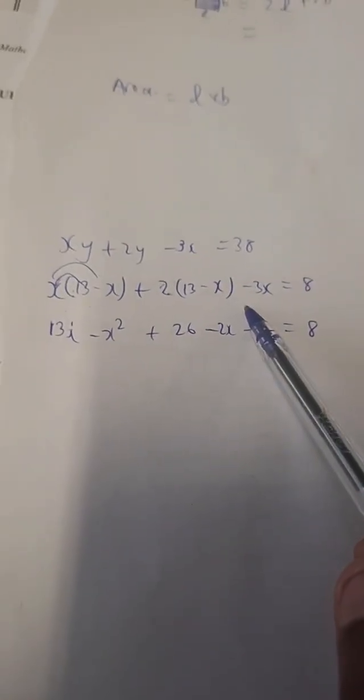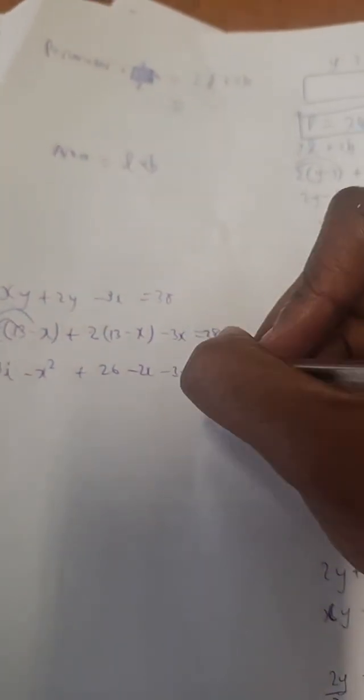13 times x is 13x. X times negative x is negative x squared. 2 times 13 is 26. 2 times negative x is negative 2x. Minus 3x is equal to 8. I wrote 8 instead of 38. Oh, thank you. Thank you. You're a rock star, K.